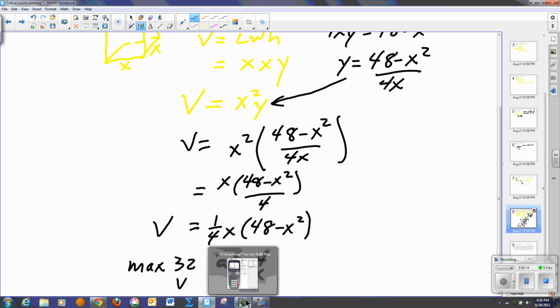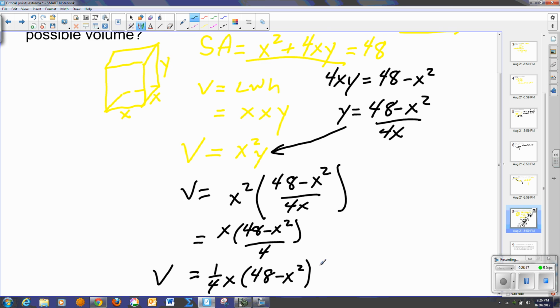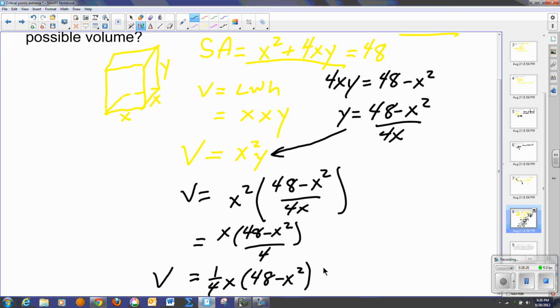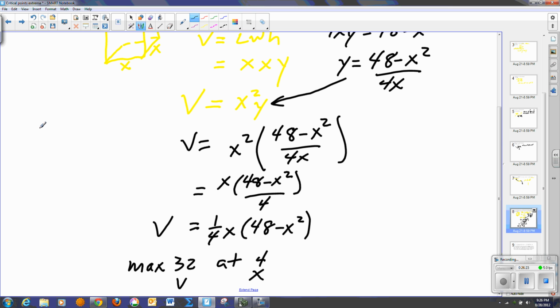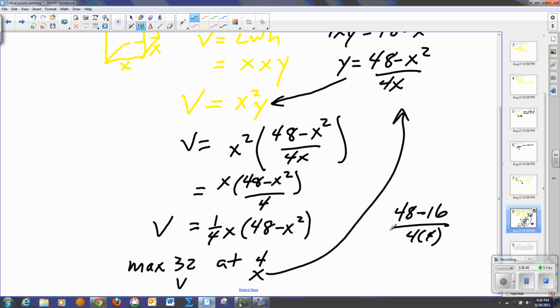Now if we go back to the original, it said, what are the dimensions of the box? Well, I've got my X dimension. So my X value is 4. I've got to find my Y value. To find the Y value, simply plug back up to here. I have 48 minus 4 squared, which is 16, all over 4 times 4. So 48 minus 16 is 32 over 16, which equals 2, and that's my Y value. So my dimensions of maximum volume are at an X value of 4 and a Y value of 2.